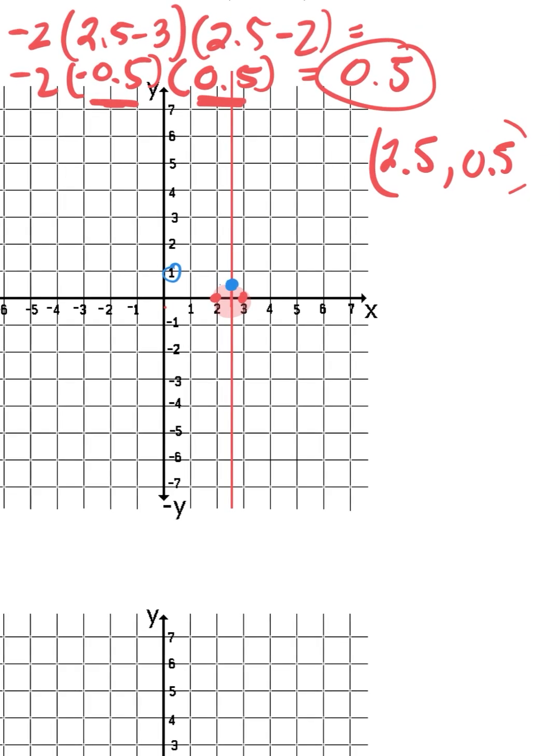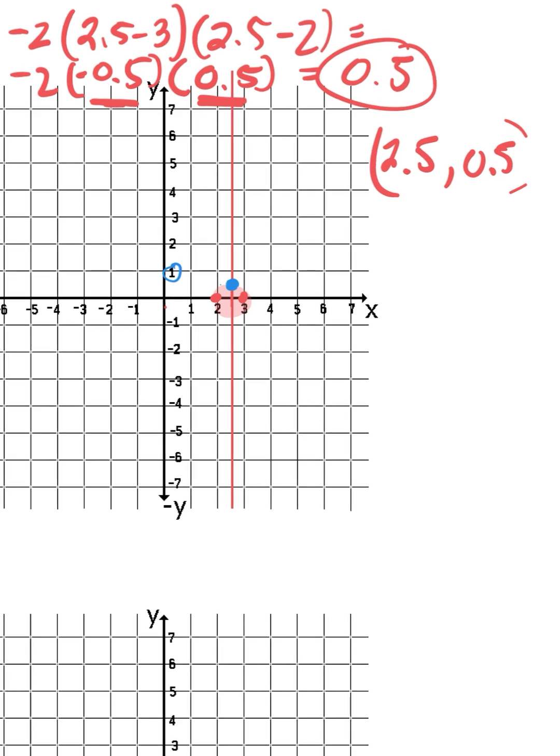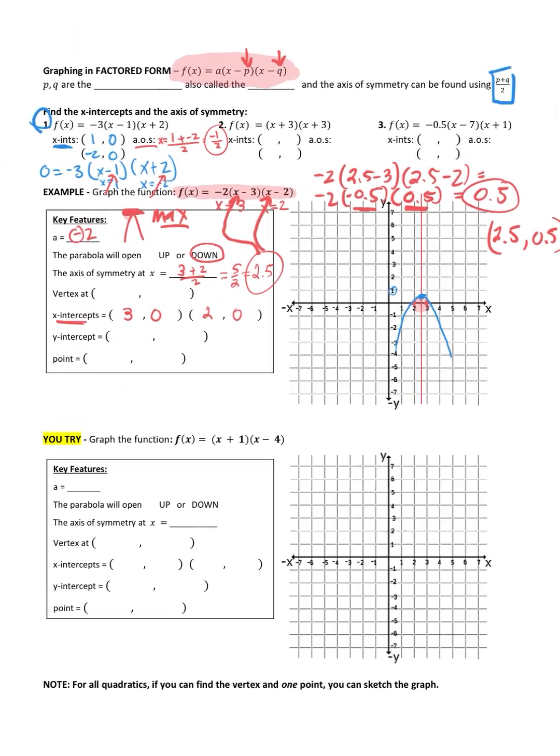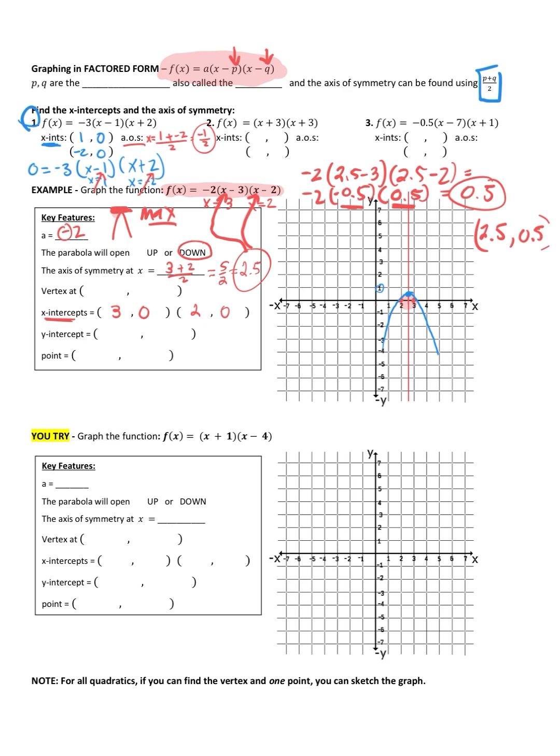That's (2.5, 0.5). So this is what the graph looks like. It opens upside down, and it goes like this through these 3 points. And so that is how you graph an equation in the factored form.